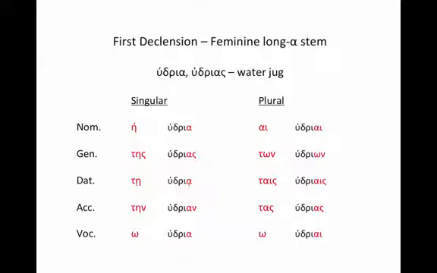Note that there are also feminine short alpha stems, which use a mixture of your normal first declension feminine endings and your first declension feminine long alpha stem endings. Remember, the key here is to be able to recognize it, so if you know both your normal first declension and your long alpha stem endings, you'll be able to tell what they are when you see them in context.